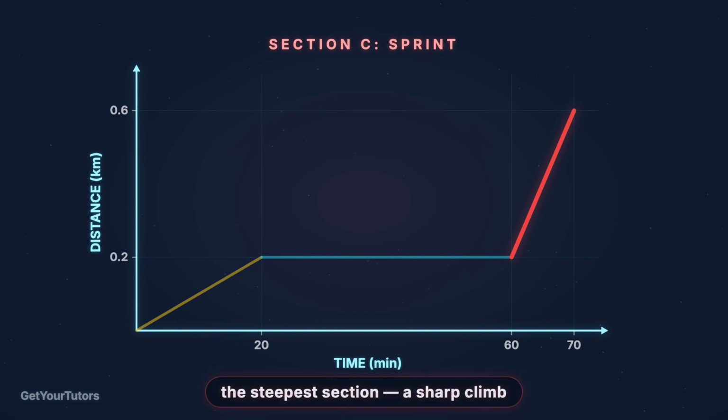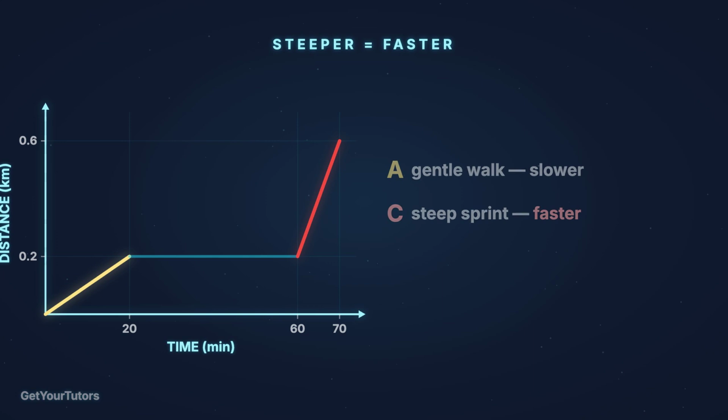Realizing they are late for dinner, the student sprints home. The final section of the graph sharply angles upwards with a violently steep slope. This steeper slope mathematically proves their speed has drastically increased. A higher gradient always dictates a faster velocity in strict physics exam conditions.